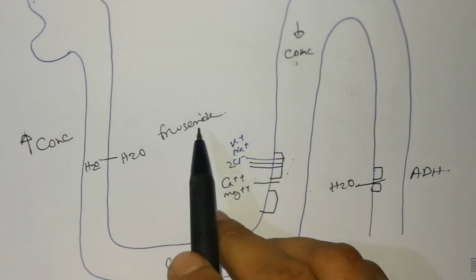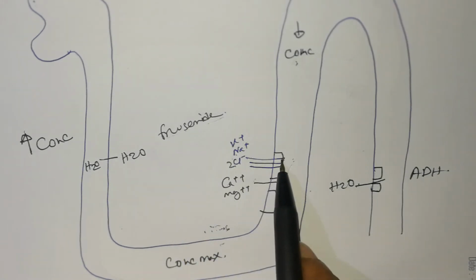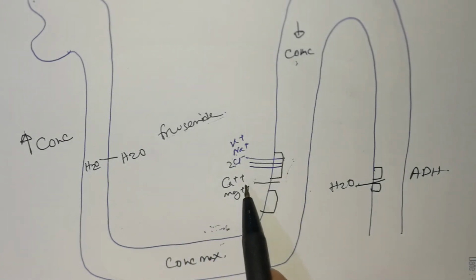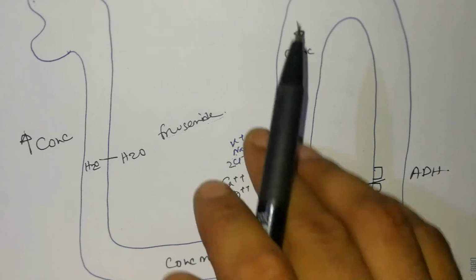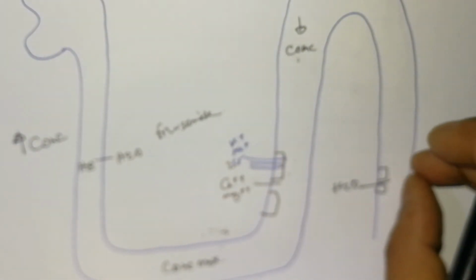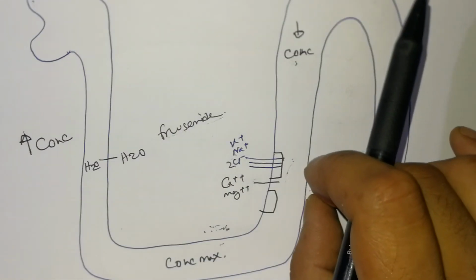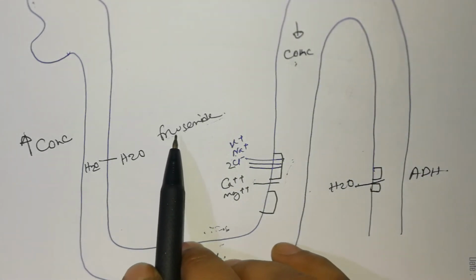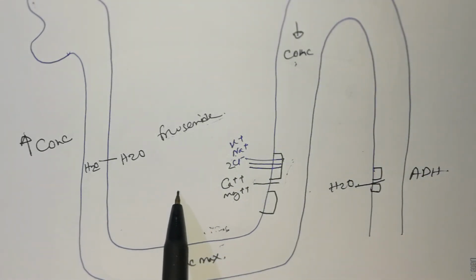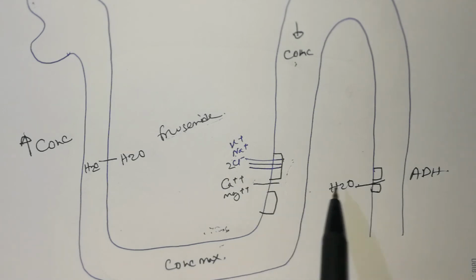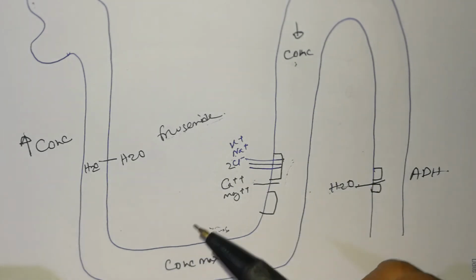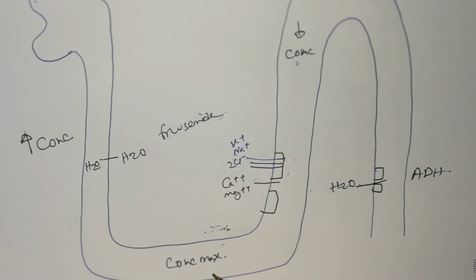When furosemide is given, it inhibits the sodium, potassium, 2 chloride channel, ultimately calcium and magnesium, so the medullary concentration is impaired and water reabsorption is hampered. So furosemide is the drug that impairs medullary concentration, or the countercurrent mechanism, and also decreases water absorption greatly. It is highly effective in the acute treatment of any edema.